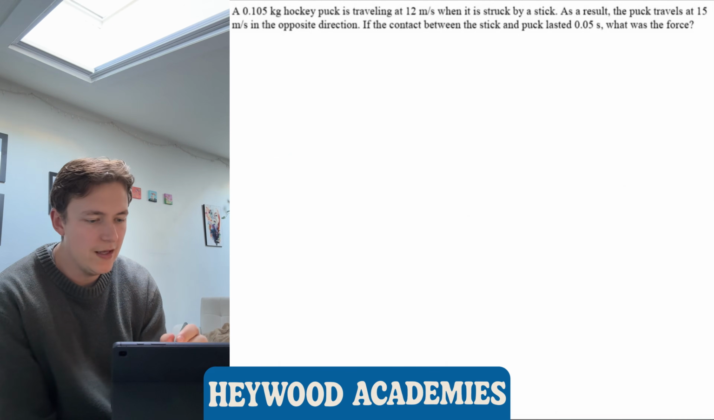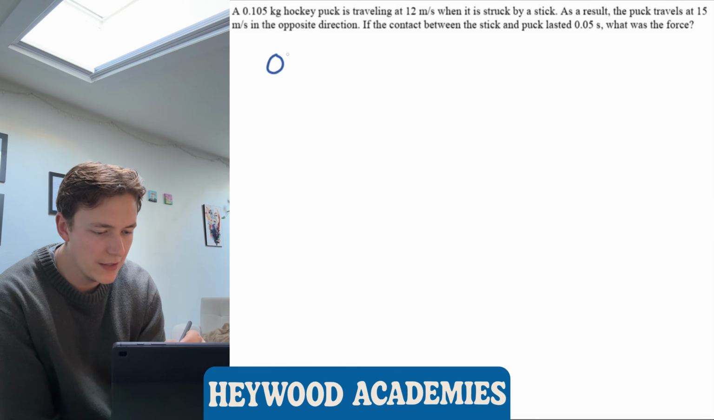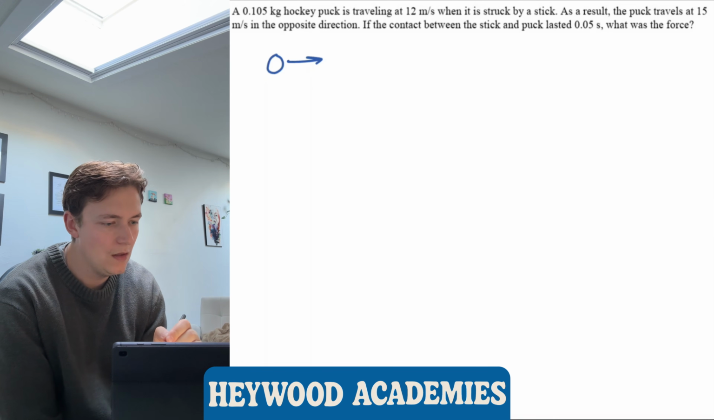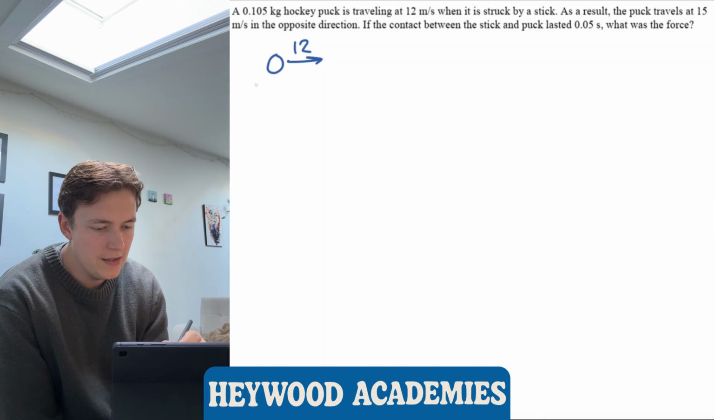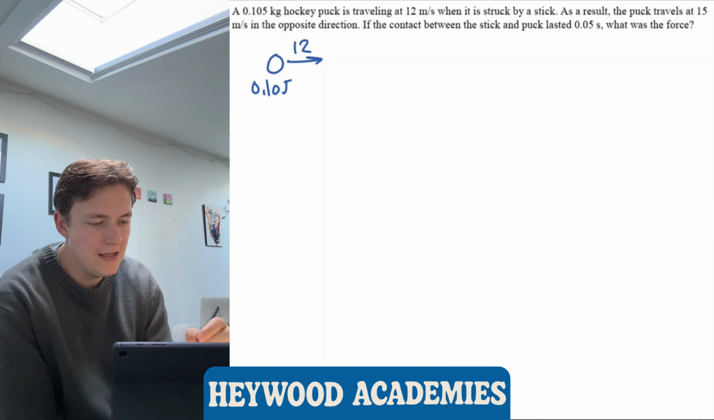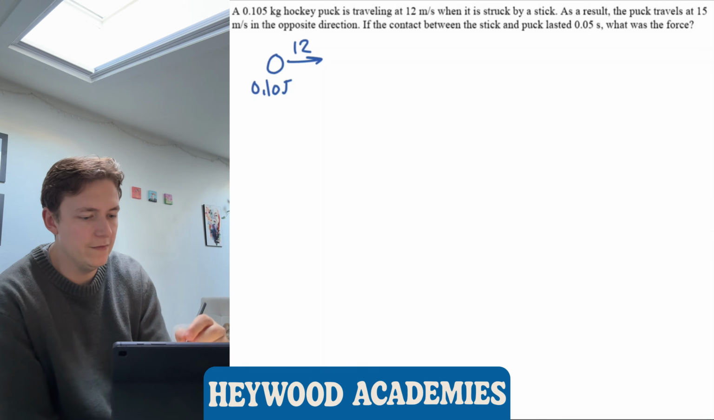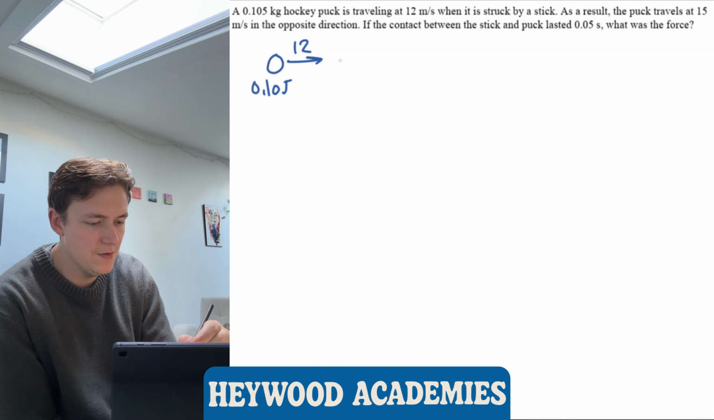Okay, so we're going to have a similar setup that we did last time, almost exactly the same except for the last step. So our puck is traveling this way at 12 meters per second, and it's given the mass 0.105. Then it hits a stick. It doesn't say anything about the direction that the stick's moving, so I'm just going to assume that the stick is like a wall in this case.